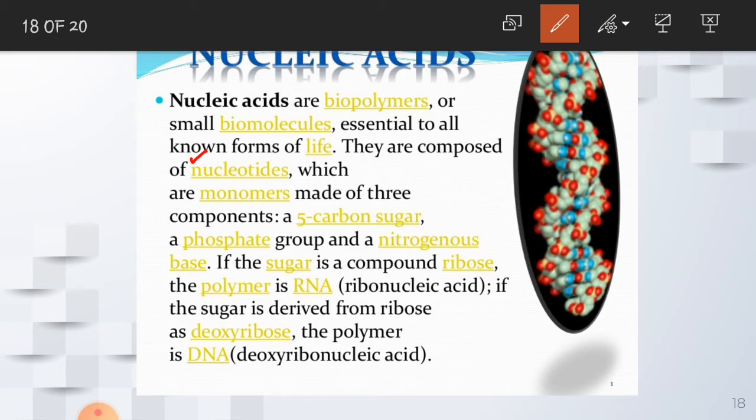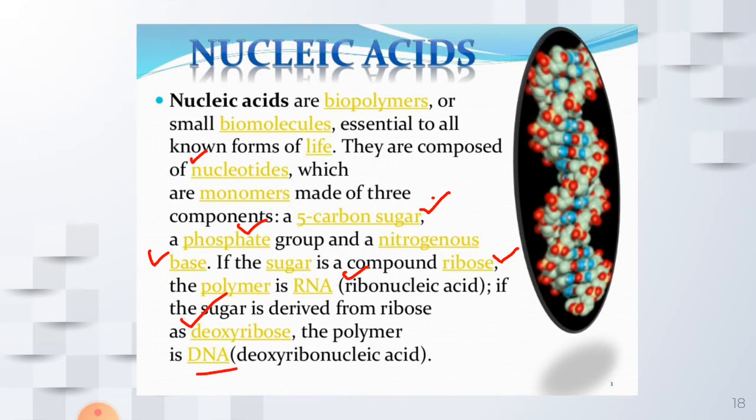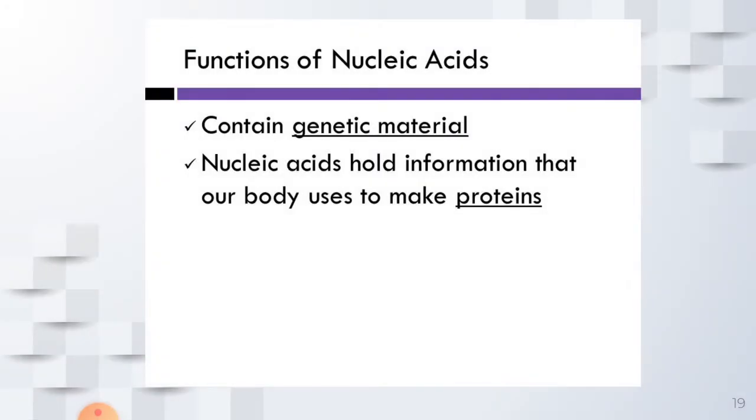Now these nucleotides are made up of three components: a 5-carbon sugar, a phosphate group, and a nitrogenous base. If the sugar is ribose, then the polymer is RNA. If the sugar is derived from ribose as deoxyribose, then the polymer is DNA. So RNA and DNA are the nucleic acids. The function of the nucleic acid is that they contain genetic material, and the nucleic acids hold information that our body uses to make proteins.